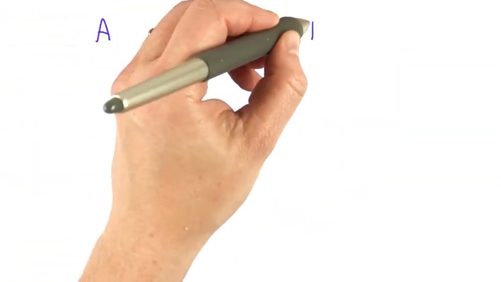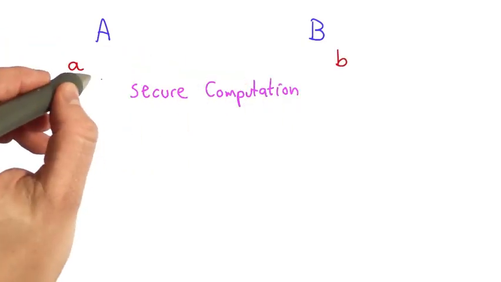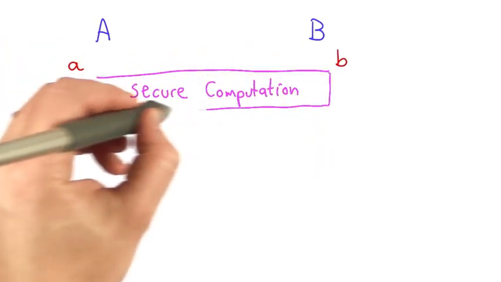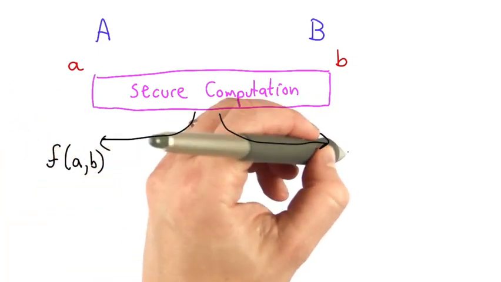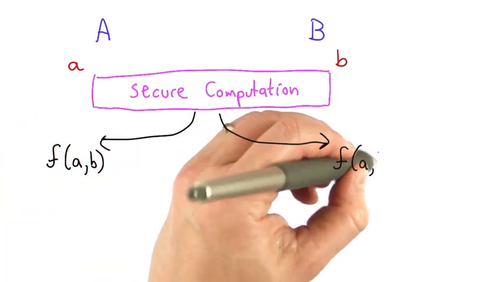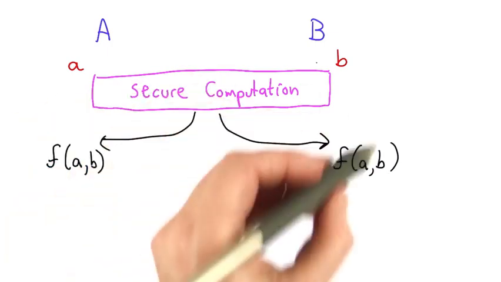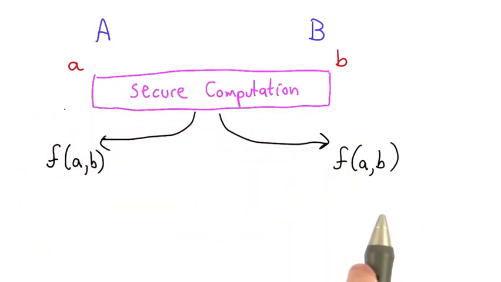More generally, we have two parties, A and B. They have some private information. They want to perform some secure computation. And at the end of that, they learn the result of some function on both of their inputs, but they don't learn anything about the other party's input.